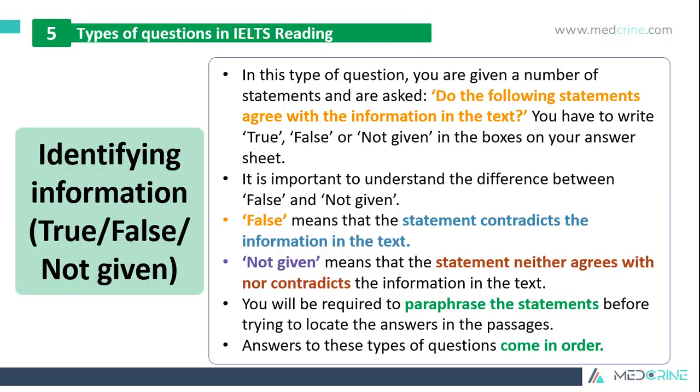False means that the statement contradicts the information in the text. And not given means that the statement neither agrees nor contradicts the information in the text. You will be required to paraphrase the statements before trying to locate the answers in the passages. And also in this type of question, the answers come in order.